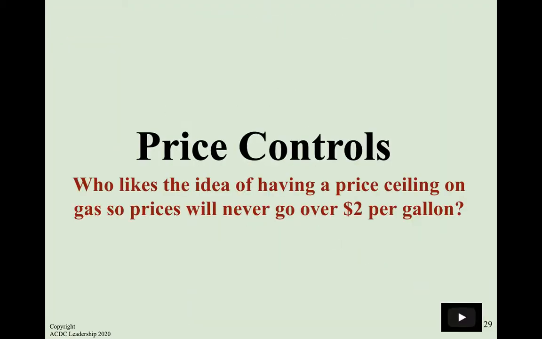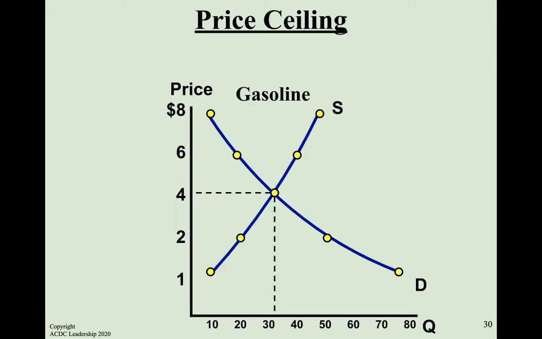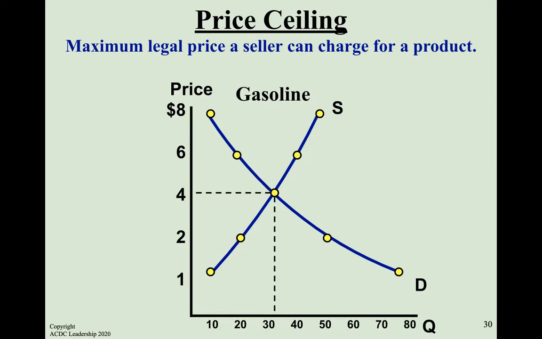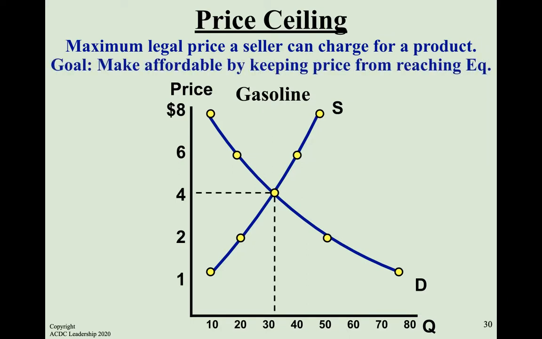Now, the last section is on price controls. This is where the government gets involved. We have what's called price ceilings and price floors. A price ceiling is the maximum legal price a seller can charge for a product. The goal is to make things affordable by keeping the price from reaching equilibrium.